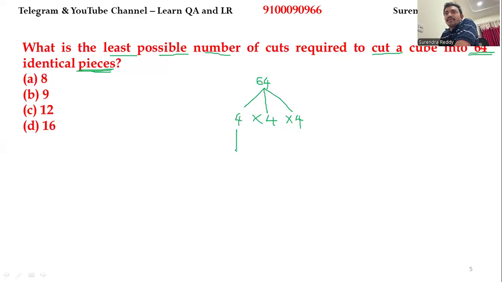To get these 4 identical pieces, we need 3 cuts, right? And for the second 4 pieces also 3 cuts. For this also 3 cuts. The total of how many cuts are required, guys? A total of 9 cuts are required on a minimum basis. The maximum could be 63 cuts, making small identical cuts to get 64 pieces. But here you are looking for the minimum number of cuts. So what is the answer? 9 cuts are required. Let's go for the next question.